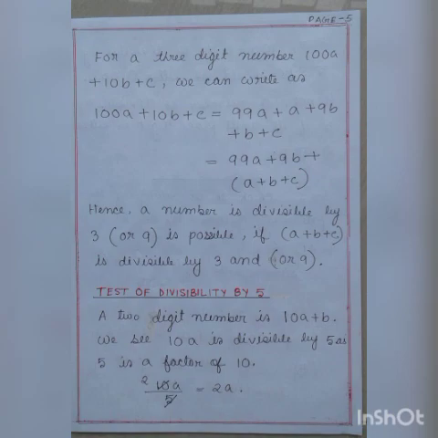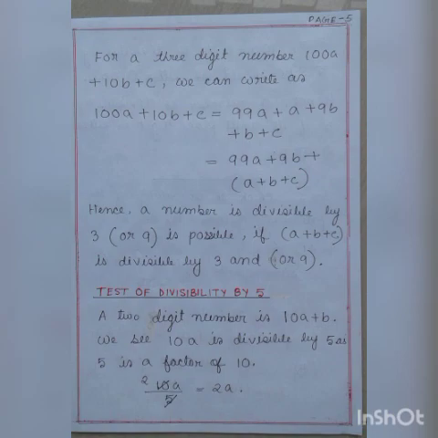For a 3-digit number, 100A plus 10B plus C, we can write 100A plus 10B plus C equal to 99A plus A plus 9B plus B plus C, equal to 99A plus 9B plus, within bracket, A plus B plus C. Therefore, a number is divisible by 3 or 9 if the sum of the digits A plus B plus C is divisible by 3 or 9.